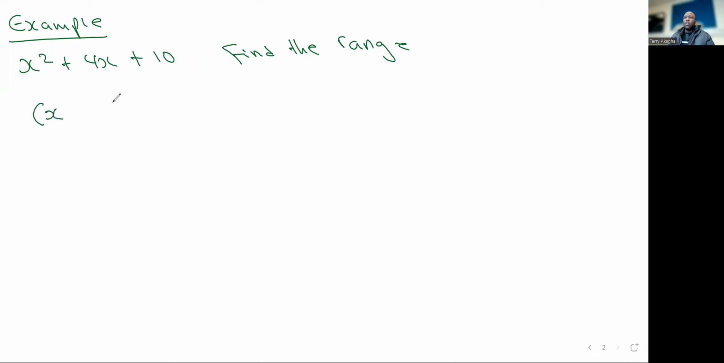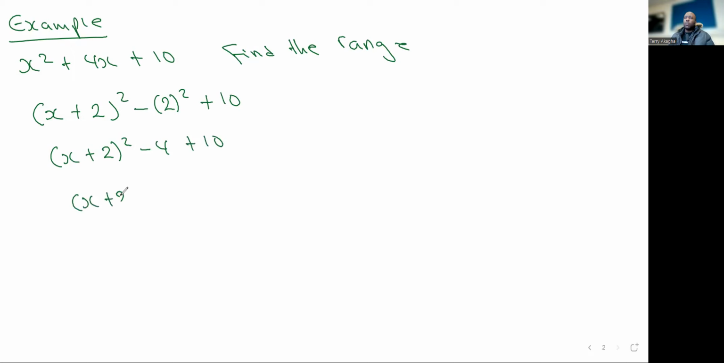So it's going to be x, you open a bracket, you put squared, you put the sign here. 4 divided by 2 will give you 2, minus 2 squared plus 10. So this is going to give us x plus 2 squared minus 4 plus 10, and it's going to give us x plus 2 squared plus 6. Now this is the complete square form.